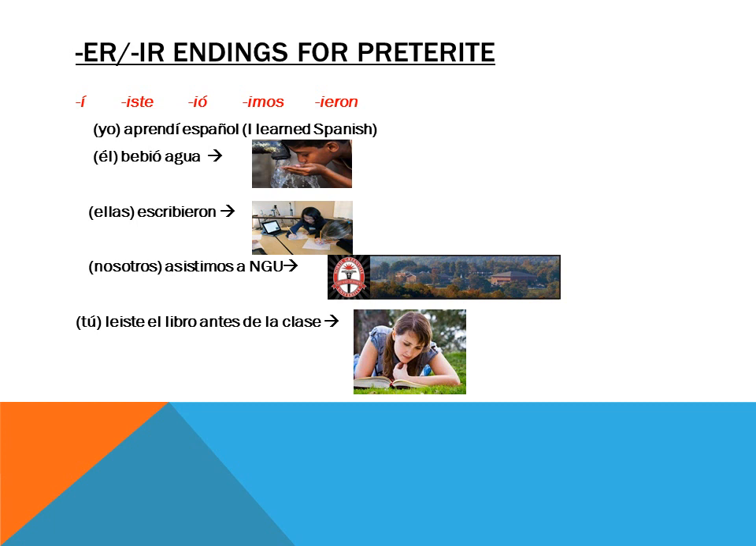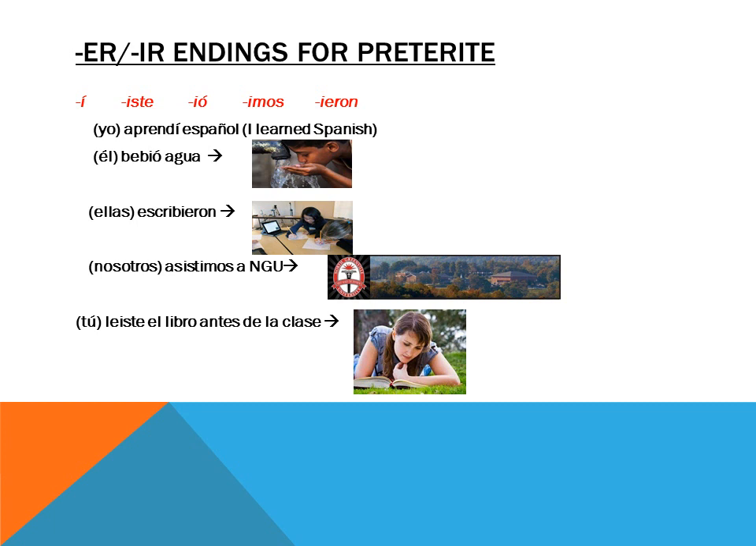Other examples, but now for the ER and IR endings. So it's a little bit different, similar. It's í, iste, ió, imos, ieron. For yo is í, for tú is iste, for she or he is ió, for nosotros imos, for everybody else is ieron.